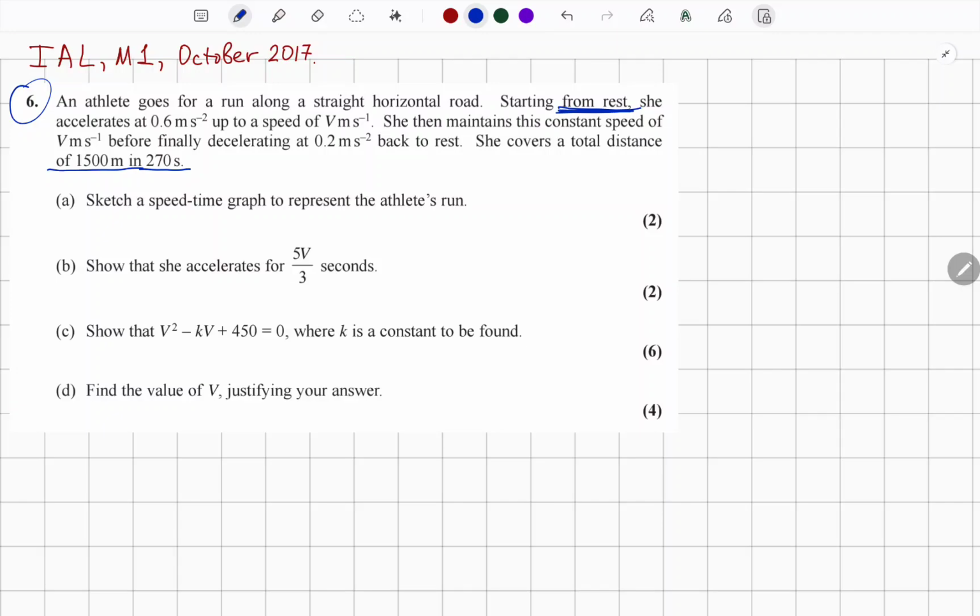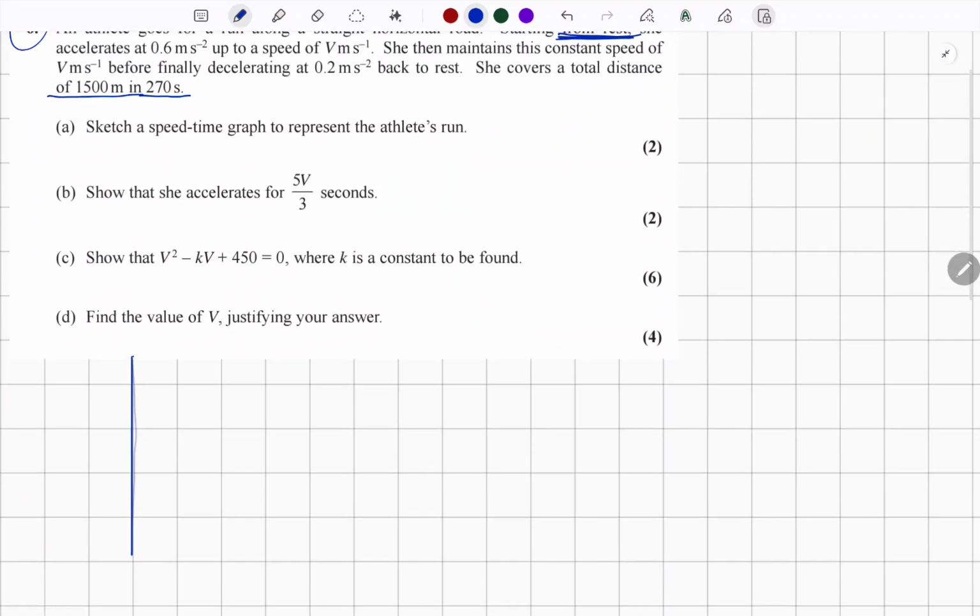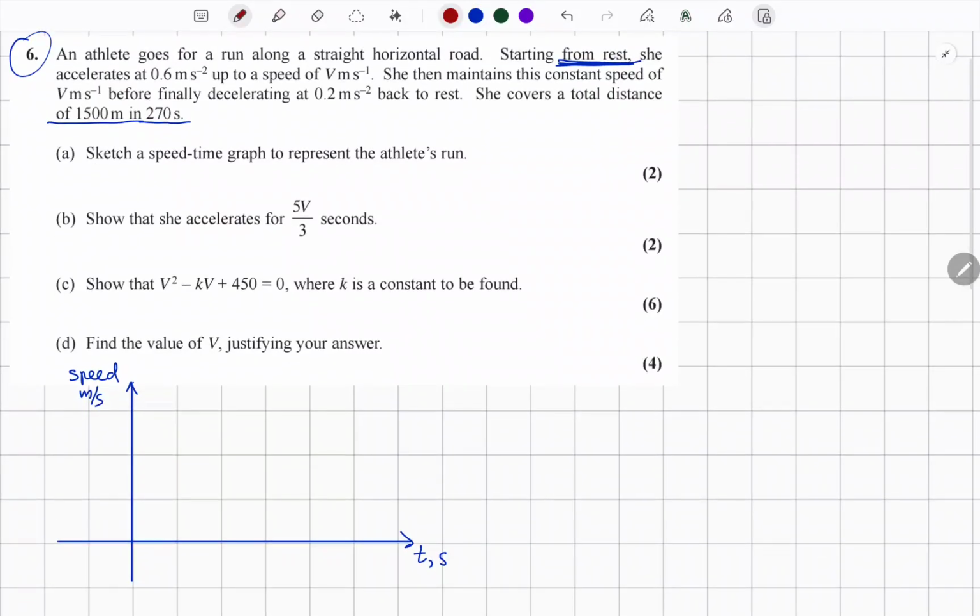The first question is to sketch a speed-time graph to represent the athlete's run. Let's draw two axes. The horizontal axis is time in seconds. The vertical is speed in meters per second. She started from rest, so the initial point is at the origin. Then she accelerated at 0.6, which on the speed-time graph is the slope of the graph. So let it be like this, 0.6.